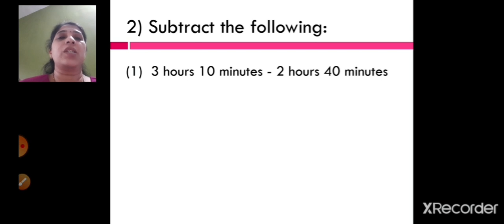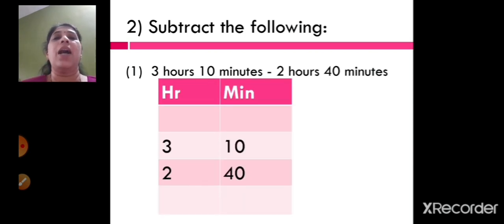Now the second question is subtract the following. So what is the first one? 3 hours 10 minutes minus 2 hours 40 minutes. So again we'll prepare the same table, hours and minutes, right? So 3 hours 10 minutes. In the hours column we have written 3 and in the minutes column we have written 10. Now 2 hours 40 minutes. So again in the hours column we have written 2 and in the minutes column we have written 40, right?